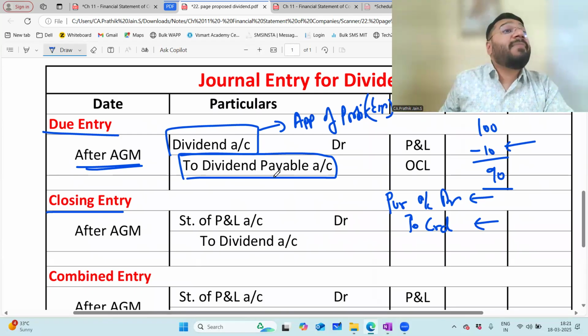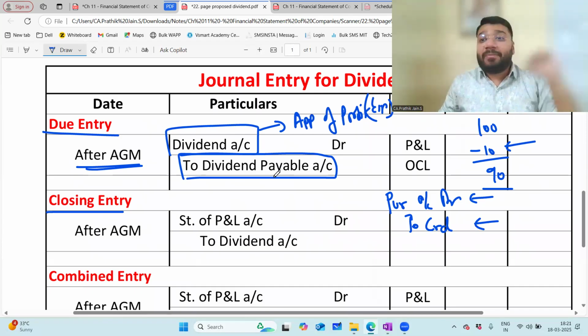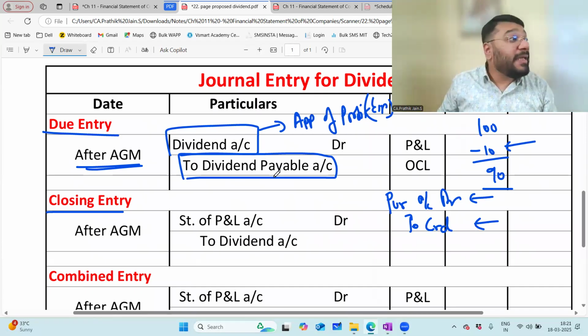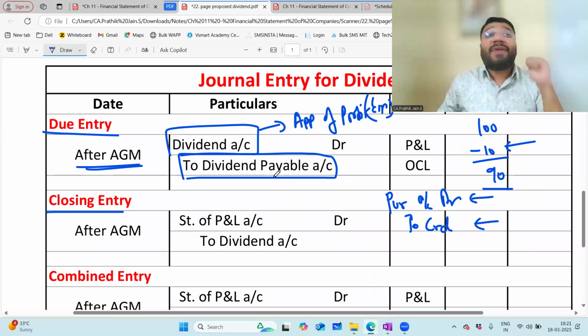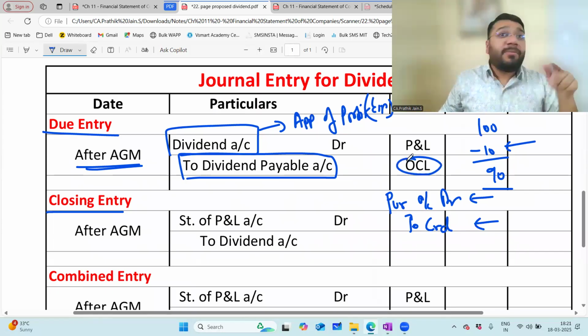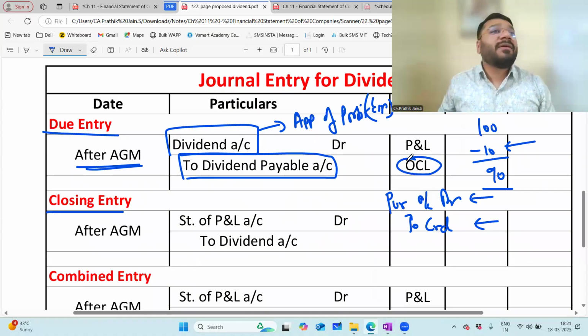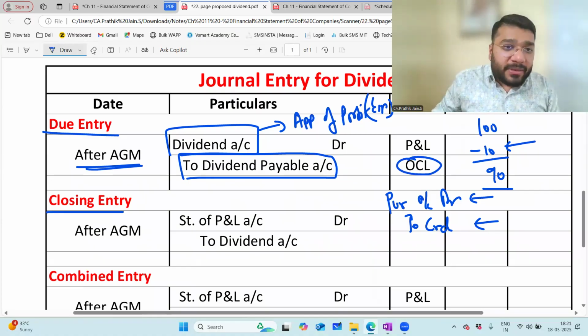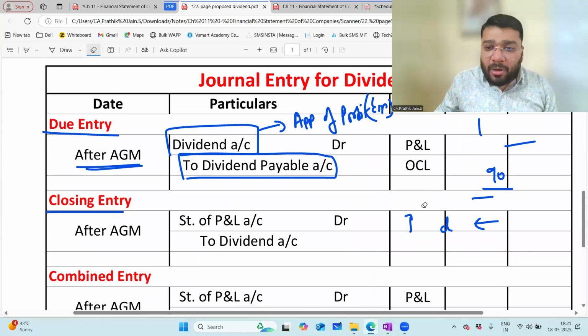So where will I classify it in the balance sheet? Sir, under equity and liability. Where under equity and liability? Current liability. Where under current liability? Other current liability, because I have to pay this money in the next 30 days. Now, this is other current liability. Any problem in this? Online people, any problem in this?